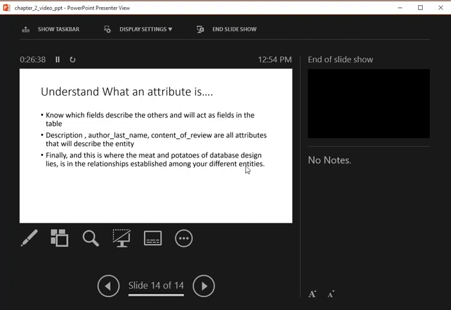We'll spend tons of time on this. This is what we'll spend most of the semester on: establishing these relationships, making sure the relationships are set up in the proper way, and making sure that our tables are set up to accommodate those relationships. But right now, just realize that there will be data in one table that will be related to data in another table through an established relationship.